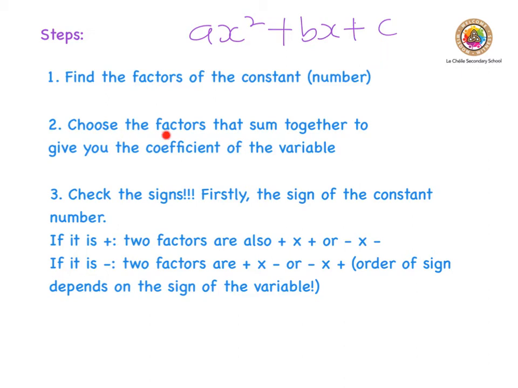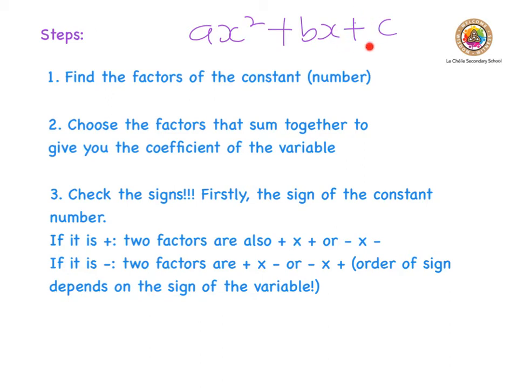Then step 2, we chose the factors that sum, so that either add together or subtract from each other to give us the coefficient of the variable, to give us something equal to b. And then we always checked the sign. So firstly, the sign of the constant number. So if it's plus, then the factors would have to be 2 pluses or 2 minuses. And then we would look here at this number.